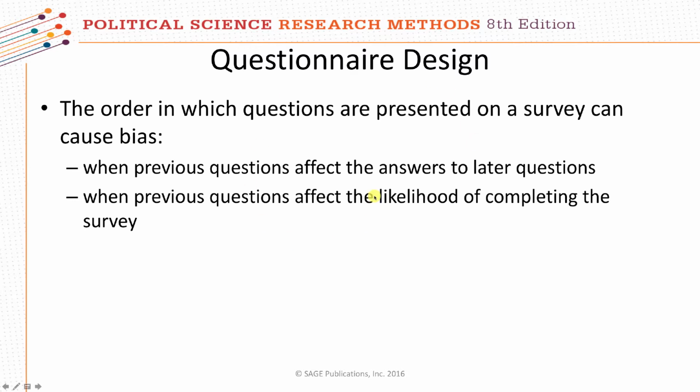And so question order can be very important. If I ask a bunch of questions first and then I ask about transgender rights, some people may be offended or feel uncomfortable. Because they don't want to say, oh, I'm in favor of transgender rights, or oh, I'm against transgender rights, they may quit the survey. And that would be a problem, because then I'd be biasing my results.